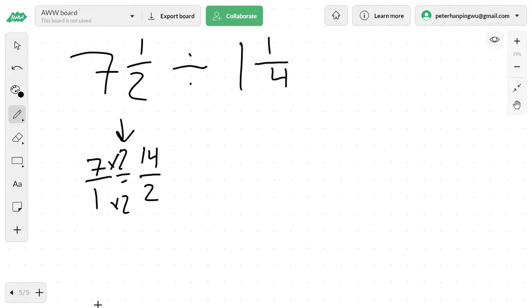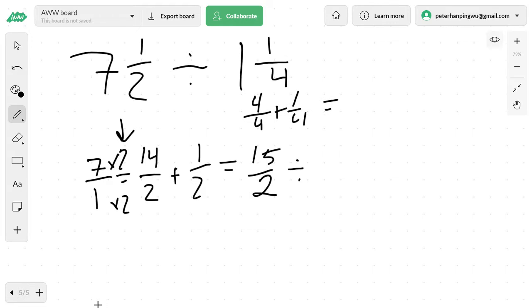Then we have 1 extra half, so we add that one at the end to get 15 halves. Okay, so now we have 15 halves divided by what? This needs to be turned into an improper fraction as well. So 1 whole, we want to turn into some amount of quarters. So 1 whole is the same thing as 4 quarters, right? So we add that 1 quarter at the end to get 5 quarters. So now our problem is 15 halves divided by 5 quarters.